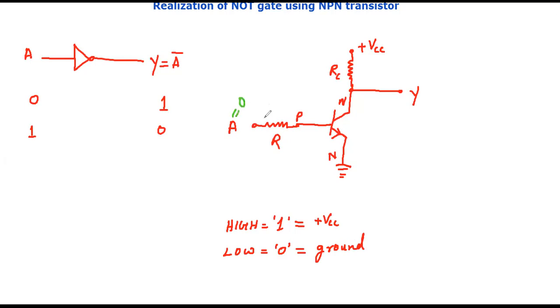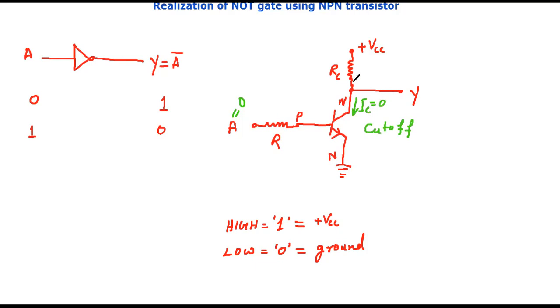Input is 0. That means base of the transistor is connected to the ground, and emitter is also grounded. So there is no potential difference between base and emitter. So the base emitter junction of the transistor will be reverse biased. If it is reverse biased, there is no base current to the transistor. If there is no base current, transistor is actually cut off. If transistor is cut off, there is no current flow through the transistor. That means there is no current flow through the collector. That means IC is 0.